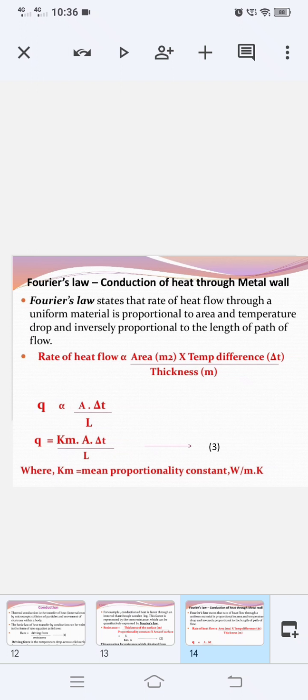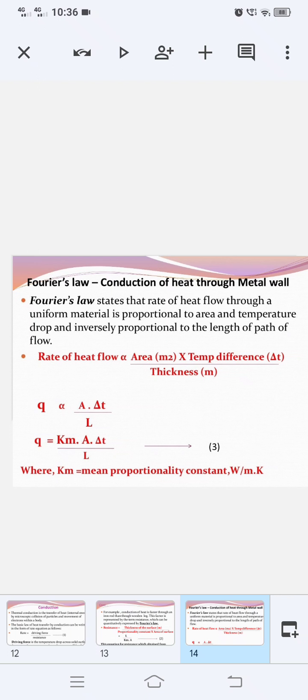So in the next line it is written what Fourier's law actually states. You can see it written here in red color. Rate of heat flow is directly proportional to the area multiplied by the temperature difference, that is delta T, upon the thickness, which is represented in meters. Rate of heat flow is mentioned here with small q. Again, you can see the equation, that is equation number 3. Km is the mean proportionality constant.